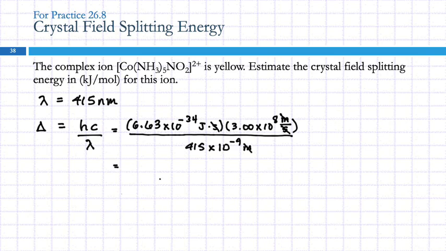So we do the math, and bury my calculator here. 6.63 times 10 to the minus 34 times 3 times 10 to the 8th divided by 415 times 10 to the minus 9. And this is going to give us 4.79 times 10 to the minus 19 joules.